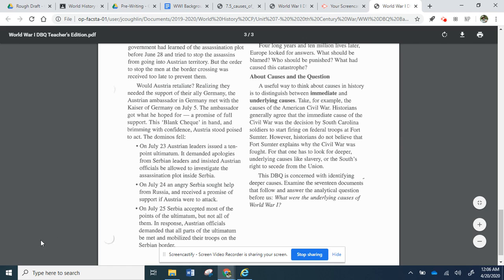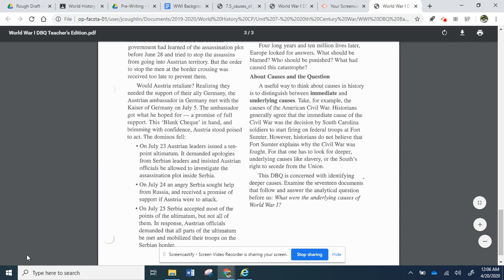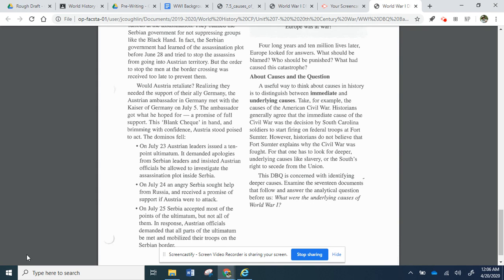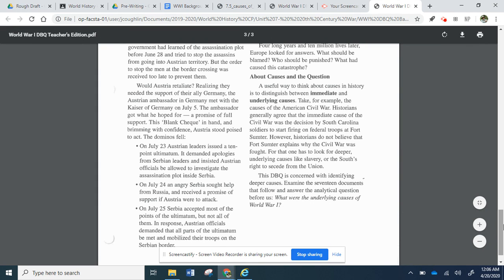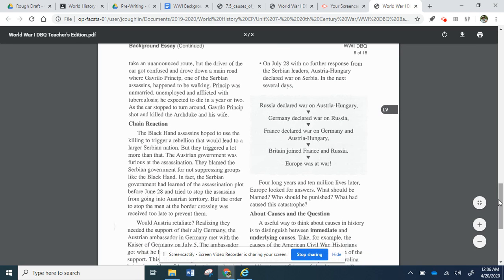On July 24th, an angry Serbia sought help from Russia and received a promise of support if Austria were to attack. On July 25th, Serbia accepted most of the points of the ultimatum, but not all of them. In response, Austrian officials demanded that all parts of the ultimatum be met and mobilized their troops on the Serbian border. On July 28th, with no further response from the Serbian leaders, Austria-Hungary declared war on Serbia.